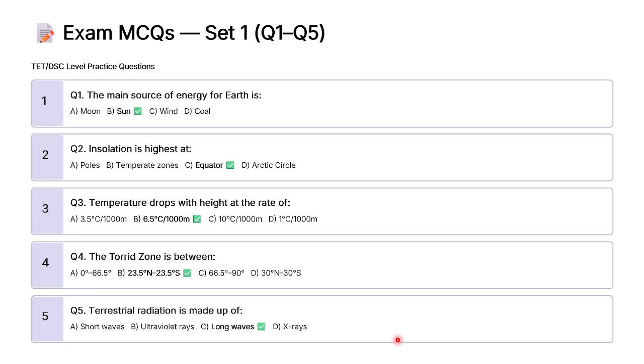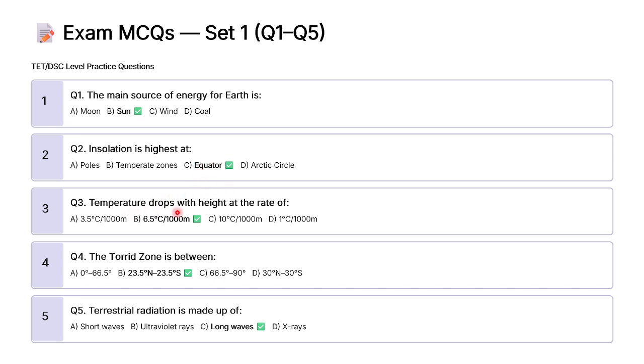The main source of energy for the Earth is it moon, is it sun, is it wind or coal? So the main source of energy is the sun. Insolation is the highest at, is it at poles, is it temperate zones, or is it equator or Antarctic? So insolation is the highest at the equator.